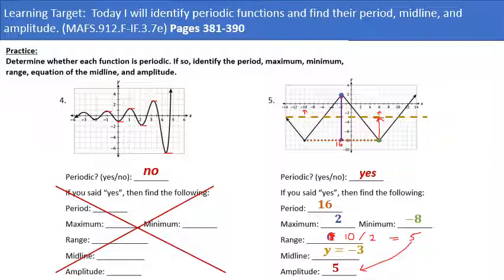If any of that didn't make sense, feel free to watch the video again. Feel free to reach out to your teachers. We are still here for you. But what you've got to do on this unit is identify periodic functions, being able to find the period, the maximum, the minimum, the range, the midline, and the amplitude. It sounds like a lot, but when you look at the graphs, it's pretty straightforward. If you have any questions, please don't hesitate to reach out, and good luck.